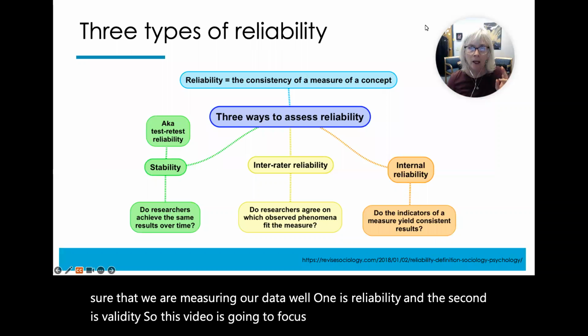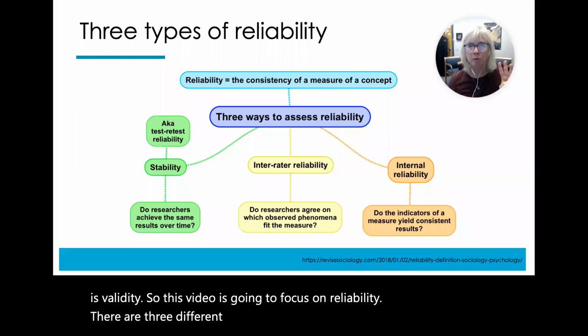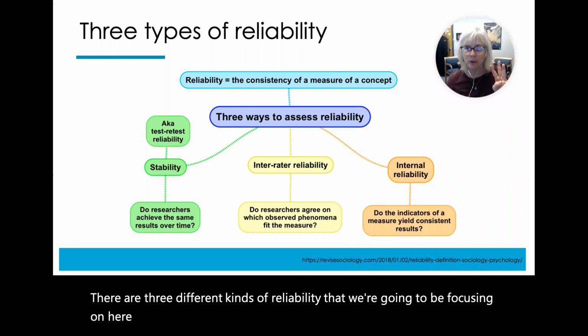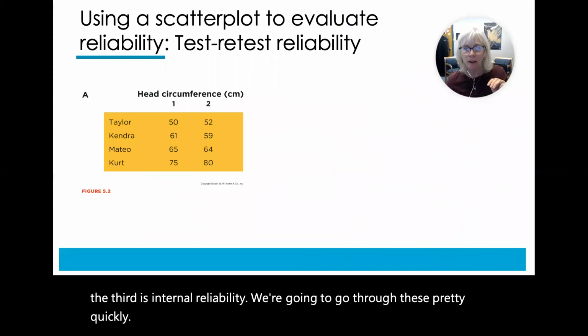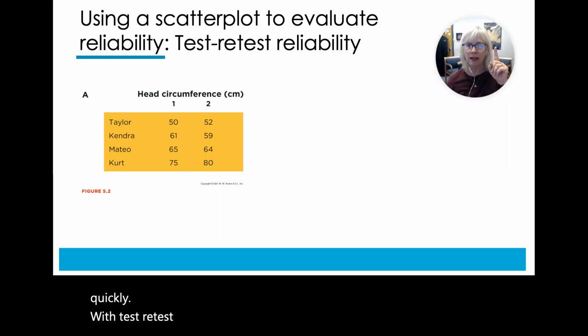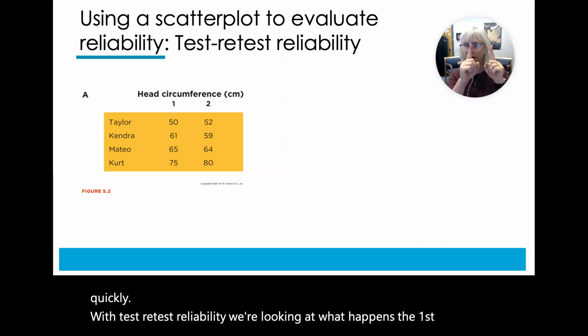There are three different kinds of reliability that we're going to be focusing on here. One is test-retest reliability. The second is interrater reliability. And the third is internal reliability. We're going to go through these pretty quickly. With test-retest reliability, we're looking at what happens the first time, what happens the second time.